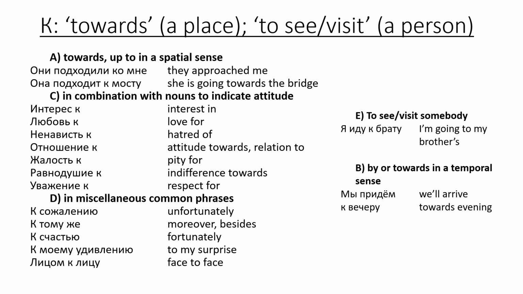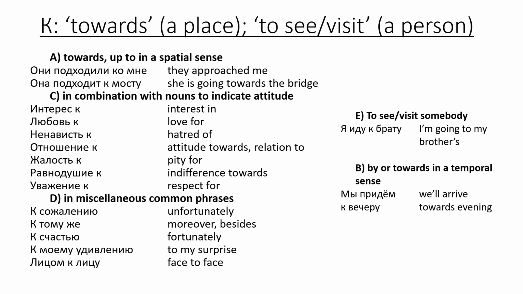The third use of к is in miscellaneous expressions such as к сожалению, unfortunately, к тому же, moreover or besides, к счастью, fortunately, к моему удивлению, to my surprise, and лицом к лицу, face to face. К is also the primary way that you would express going to someone's house. For example, to say let's go to yours or to your place, you would say давай пойдем к тебе, or к ему, to his place, к ей, to hers, and so on and so forth.